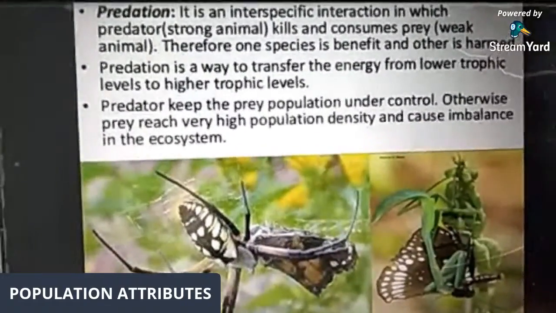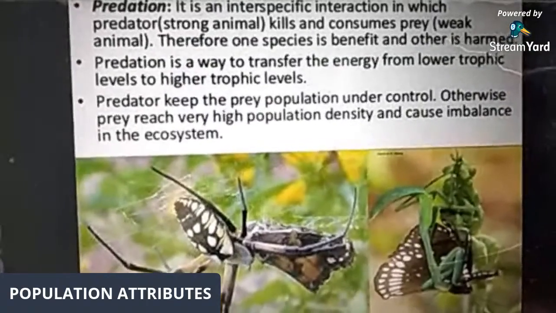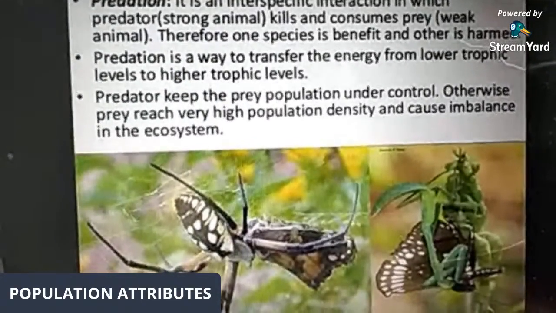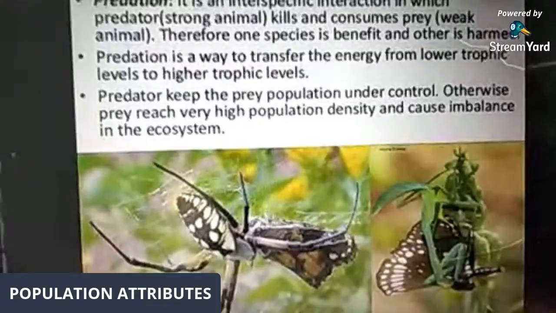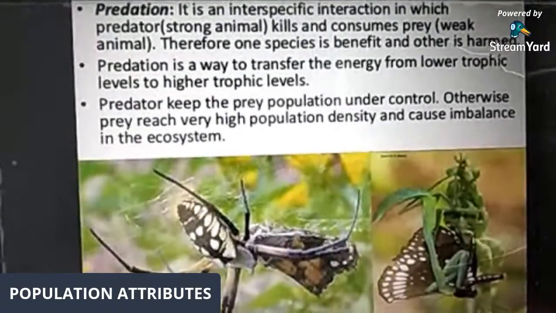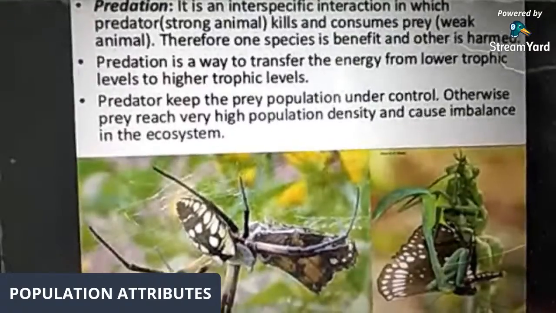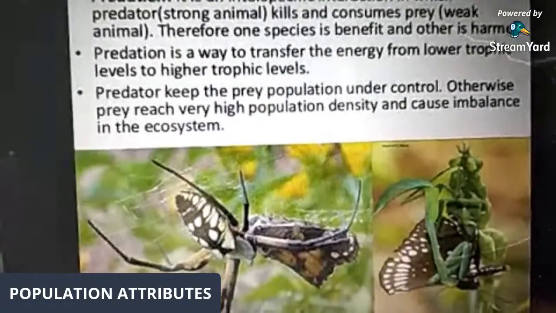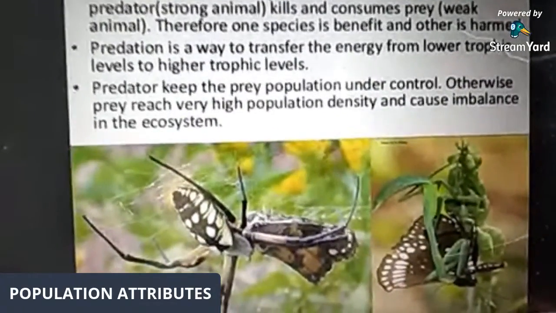Clear? Next, predation is a way to transfer energy from lower trophic levels to higher trophic levels. So I am repeating again, this kind of interaction is a way to transfer energy from lower trophic levels to the higher trophic levels.